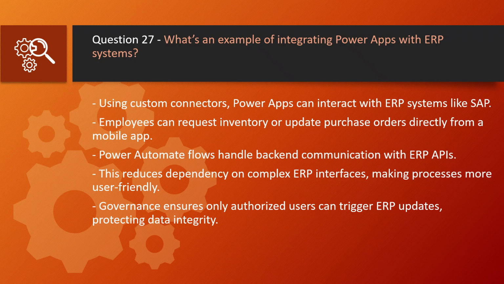Power Automate can be used to handle the backend communication with the ERP API, and it will reduce the dependency on the complex ERP interfaces. It will make processes more user friendly. In this application, governance ensures that only authorized users can trigger the ERP updates, protecting the data integrity.